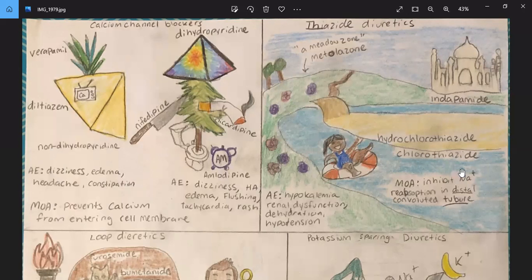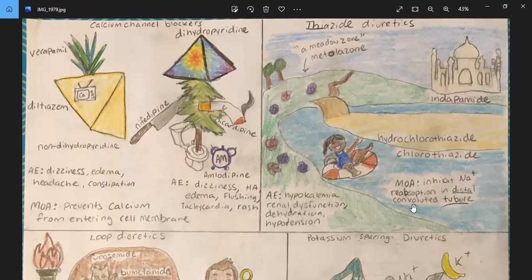Also, if you think about lazy rivers, they're usually chlorinated. So we have hydrochlorothiazide, so a water, like wet on her thigh, hydrochlorothiazide. And then you just have chlorothiazide. So this thigh has just nothing on it, just the chlorine, whatever.